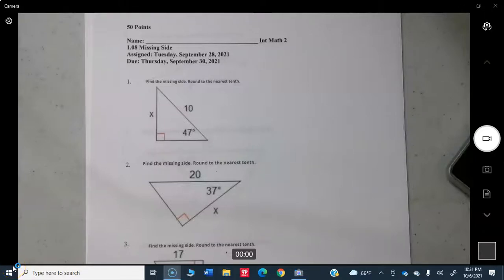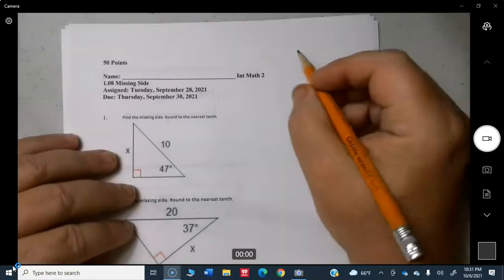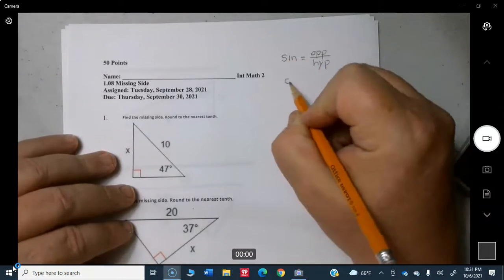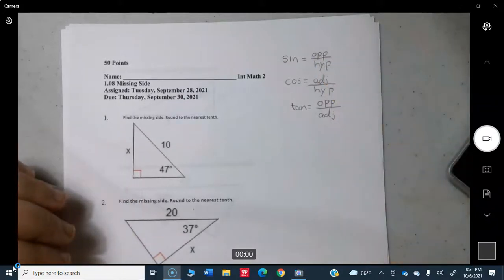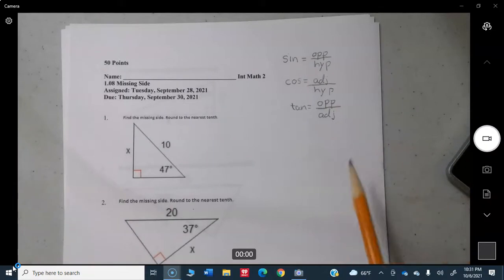Integrated Math 2, this is lesson 1.08 on the missing side. So we're continuing with trigonometry using sines, cosines, and tangents. Let's go ahead and start off by writing the relationships here on the front page. So sine is opposite over hypotenuse, cosine is adjacent over hypotenuse, and tangent is opposite over adjacent.